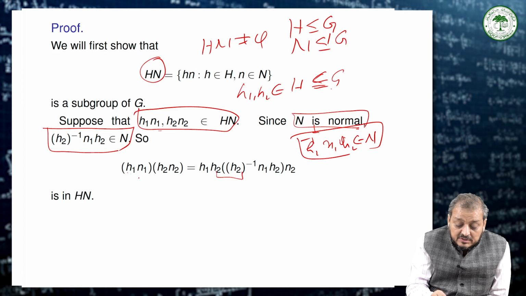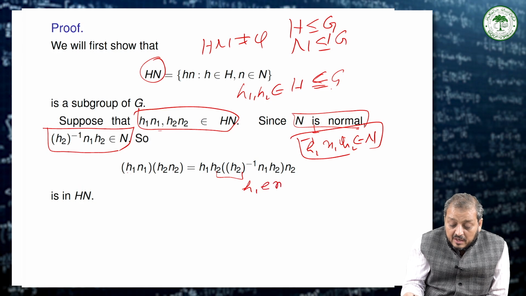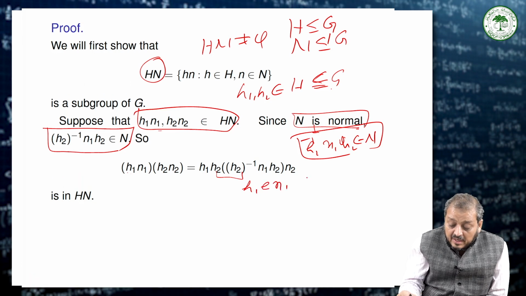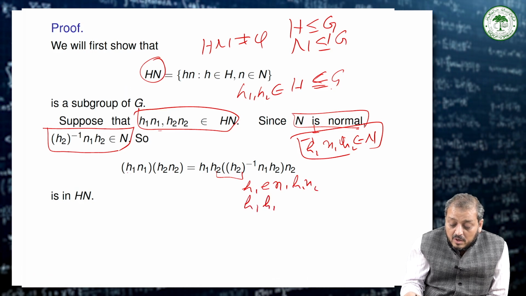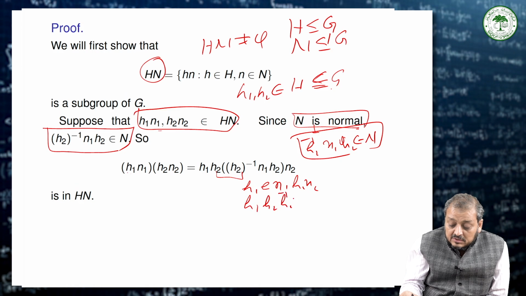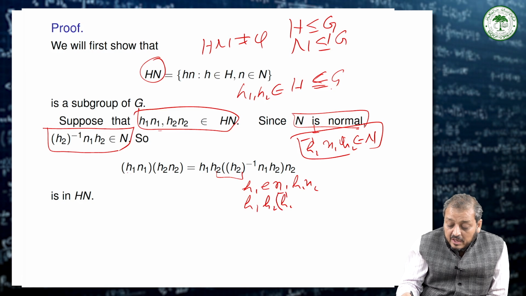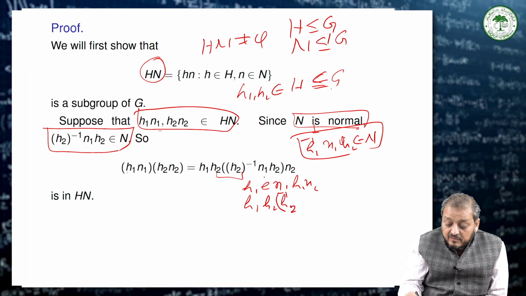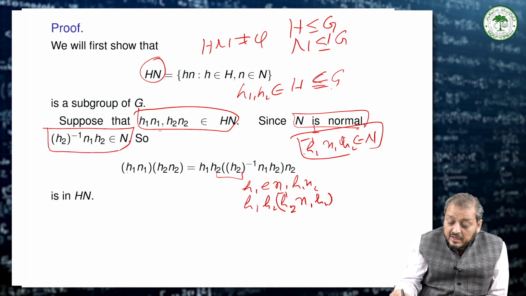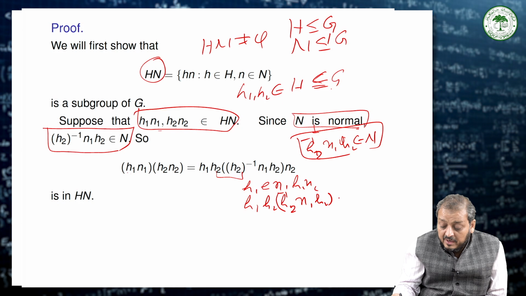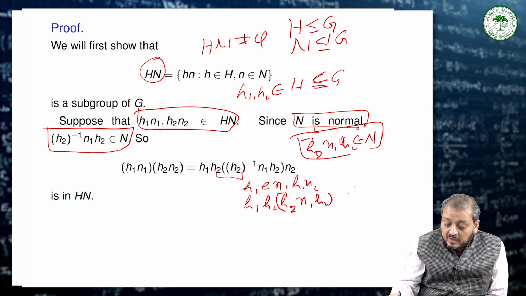This is nothing but equal to h2. So this can be written in the form of h1 identity n1, and then you have h2 n2, and in place of identity we can write h2 inverse h2. Then we take h2 inverse, and then we have n1, and then you have h2, and then clearly h2 inverse, as an element of N, and this is equal to, clearly this is again an N2.